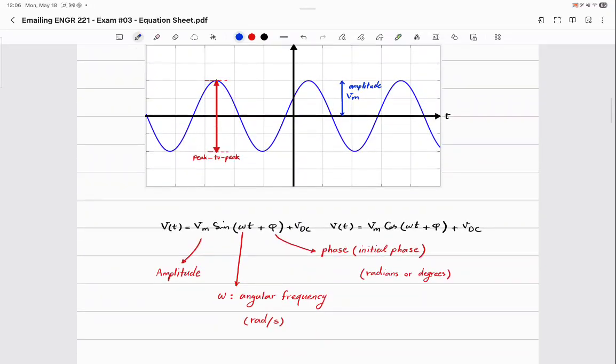This is a plot of a sinusoidal function. Remember that whatever is multiplied by sine or cosine is the amplitude, okay? Whatever is alone in the equation, this guy, is the DC value. It's not multiplied by anything. It's not time dependent. Whatever is multiplied by t is called the radian frequency, and this guy alone is the initial phase.